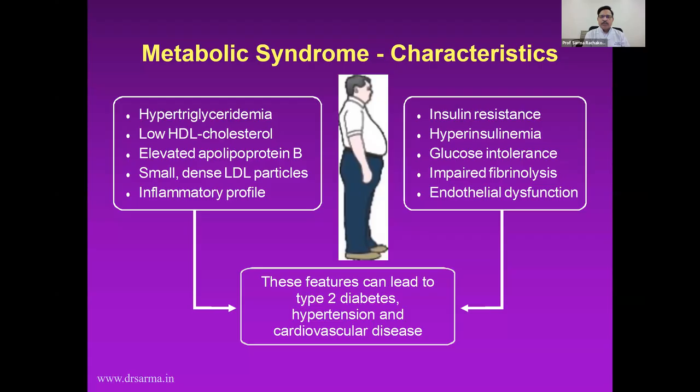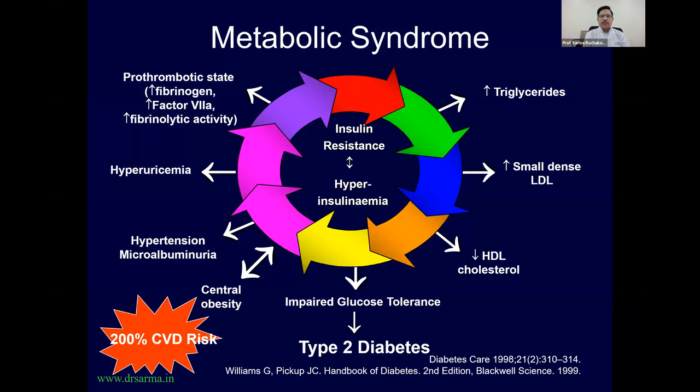Features can lead to type 2 diabetes, hypertension, and cardiovascular disease. Today's disease is metabolic syndrome. Always look for metabolic syndrome, and these are the features of that. Now, what does it do? Metabolic syndrome: insulin resistance, hyperinsulinemia.